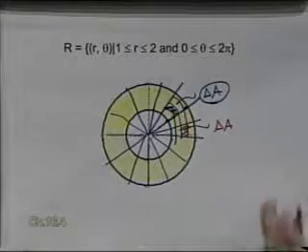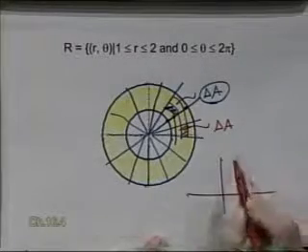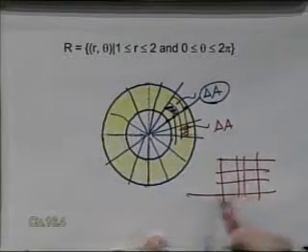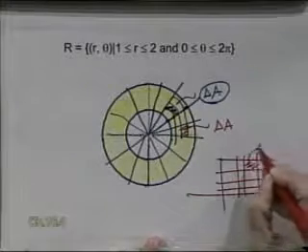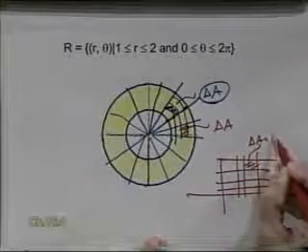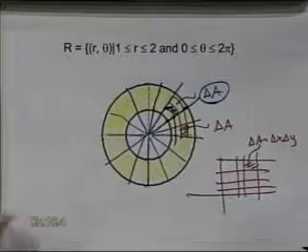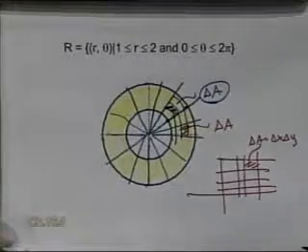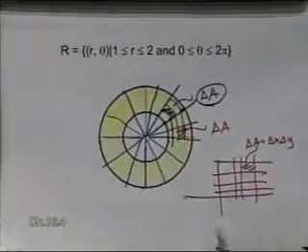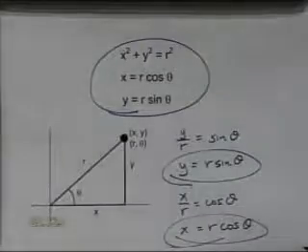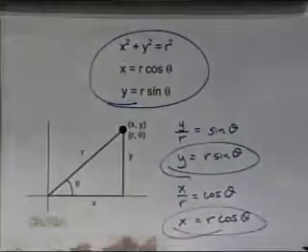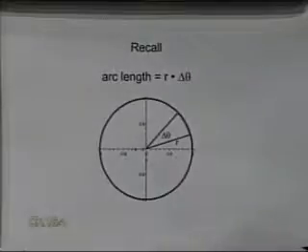Before, we had little regions that looked like this, and it was quite obvious that if you had delta A, it was just delta x times delta y. Now the question is, in this chapter, how can I represent that little delta A? Your book does a very nice job of developing it formally. We're going to do it informally because we have a lot to do today.